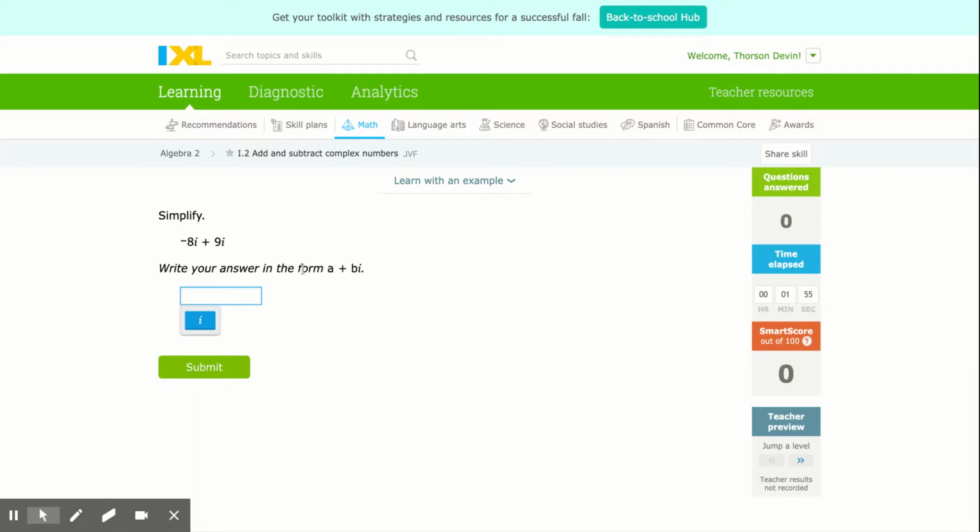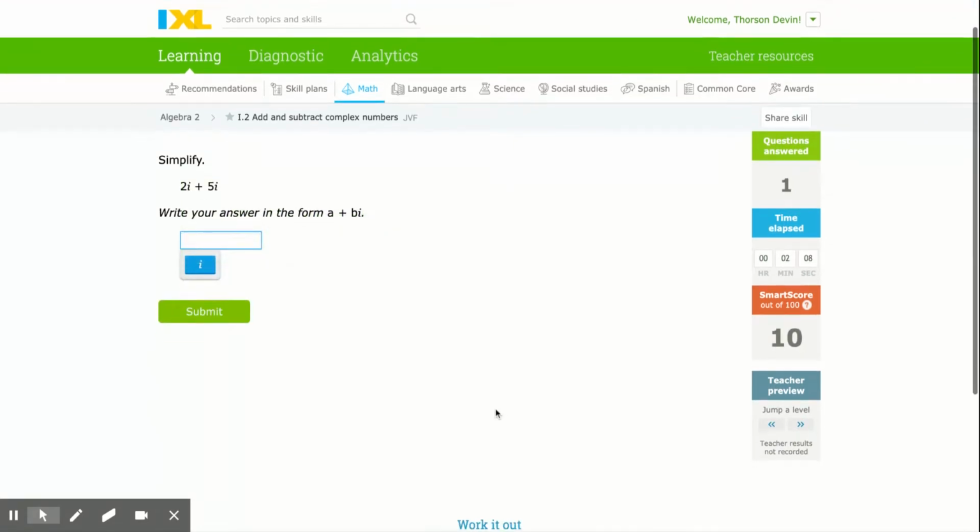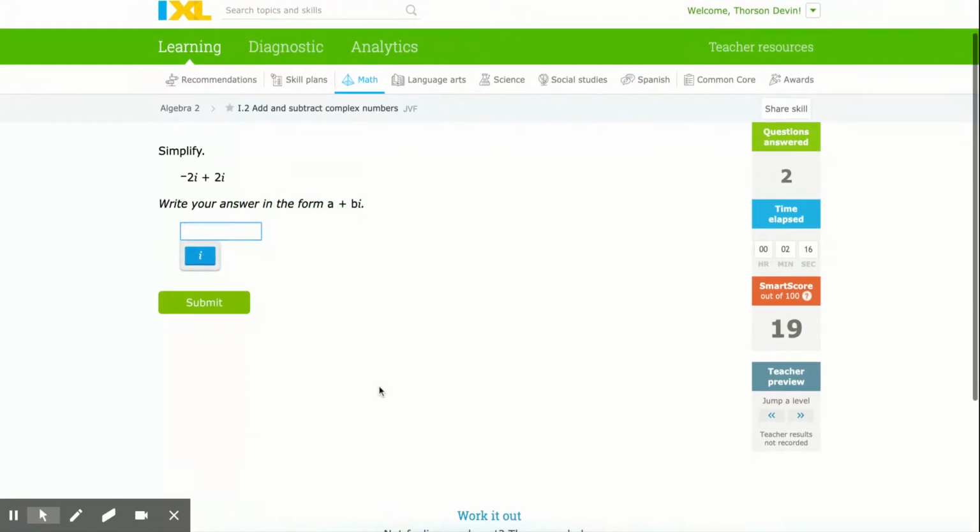It will always ask you to write your answer in the form of a plus bi, but for this complex number, a is 0 and b is 1, so technically you just need to type in i. Here, again, 2 i's plus 5 i's is 7i. The a part is 0, which you don't have to type in.